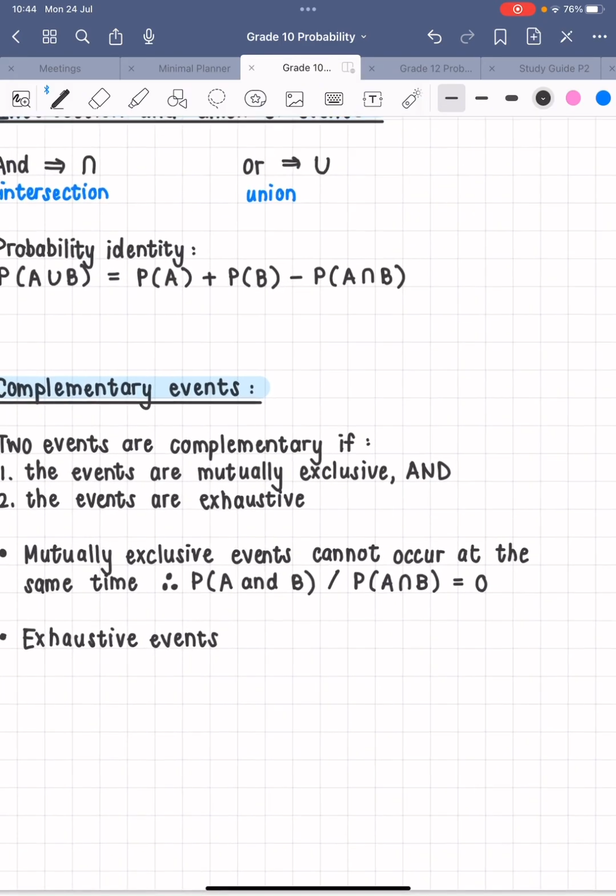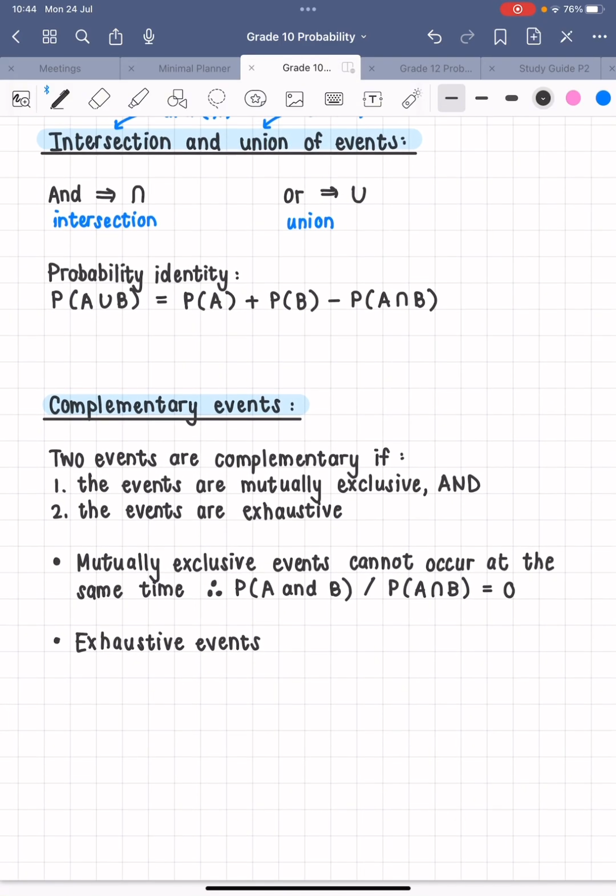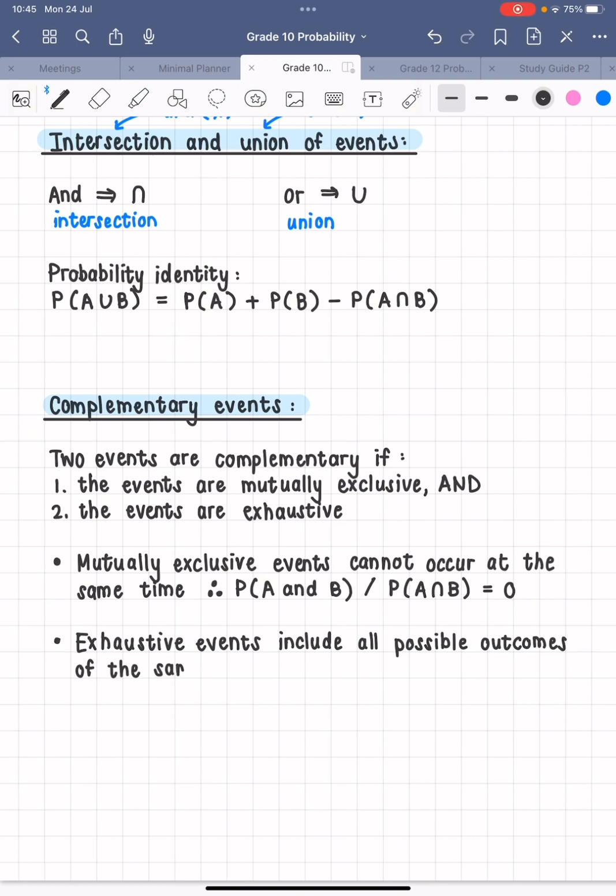So exhaustive events. How can I put this in words now? Include all possible outcomes of the sample space. Okay, let's put a therefore.